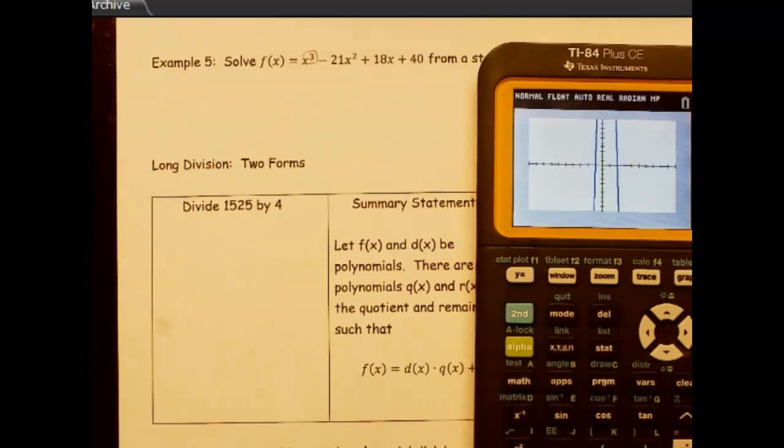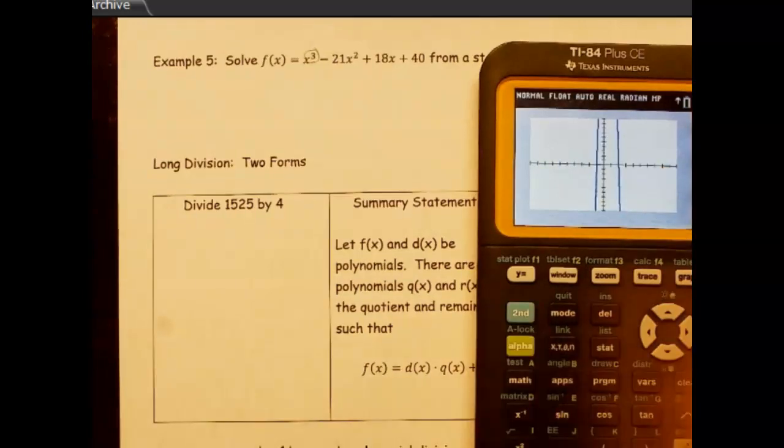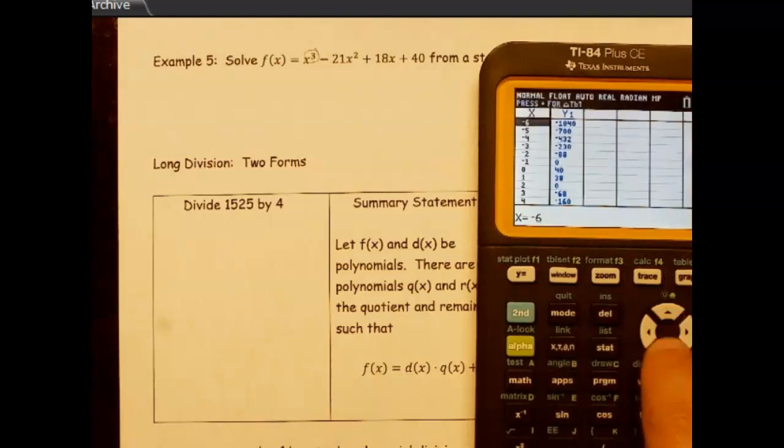But again, trying to force you not to use your graphing calculator entirely. It looks as though negative 1 and 2 are solutions. I'm going to go into the table and confirm that. There's negative 1 and there's positive 2. Those are 2 solutions. I need to go find that third one by hand.